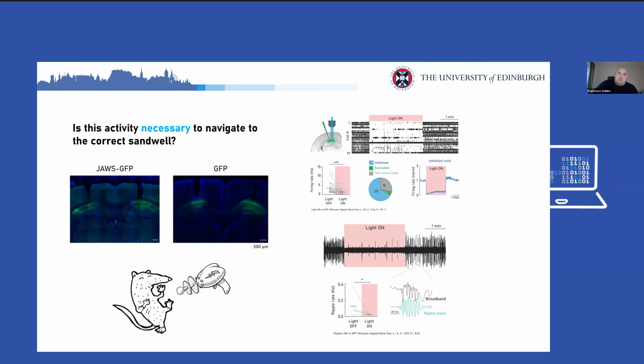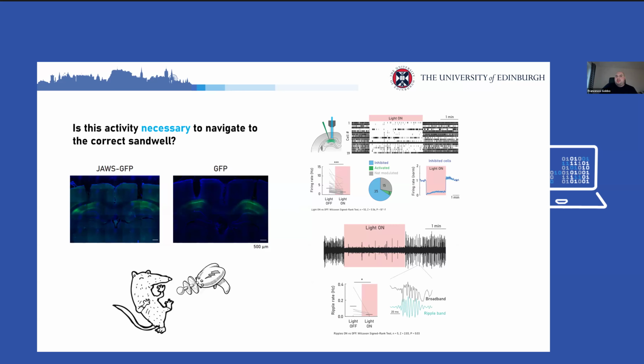We then asked if this activity that we were measuring by means of miniscopes was necessary to actually navigate to the correct sand well. So to do that, we decided to inactivate the hippocampal activity in this time window where animals are making that decision.